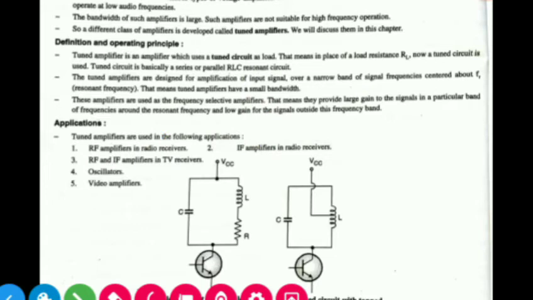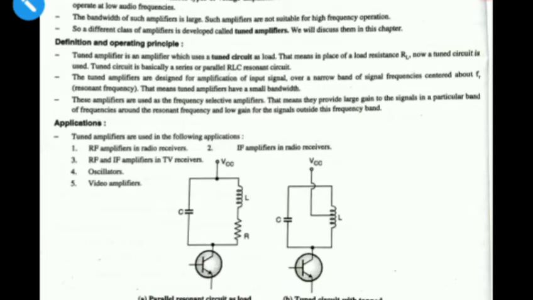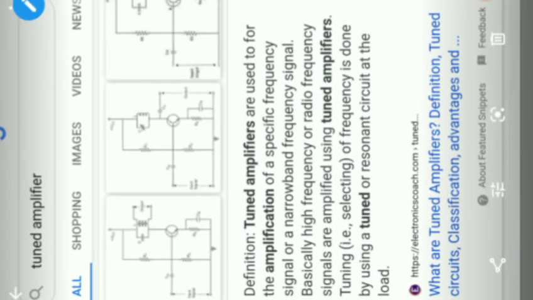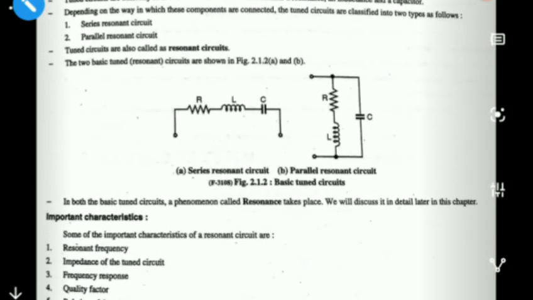Then consider the diagram. This is the diagram of a tuned circuit. This is the basic diagram of a tuned circuit, which has two types: first is the series resonator circuit, and the second is the parallel resonator circuit.